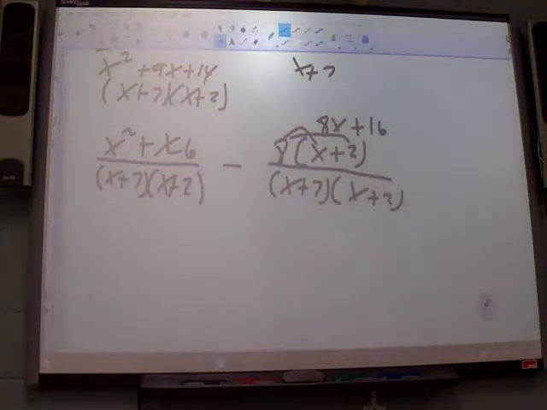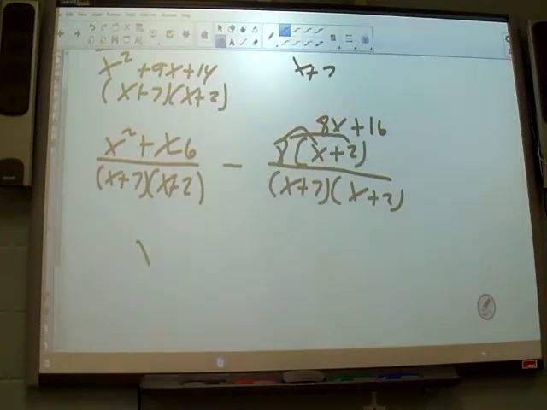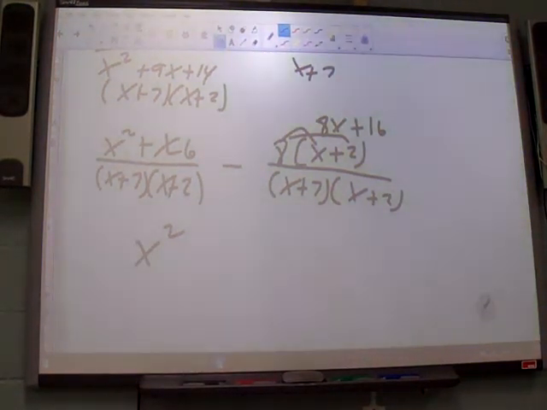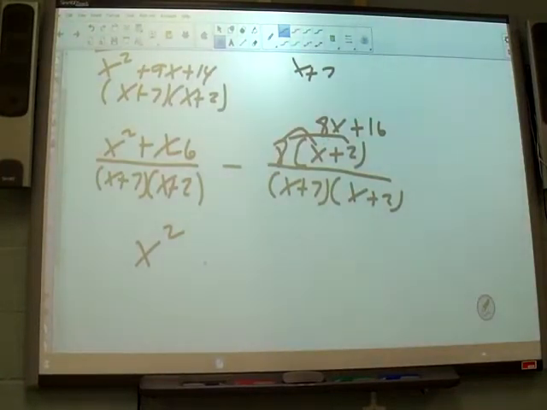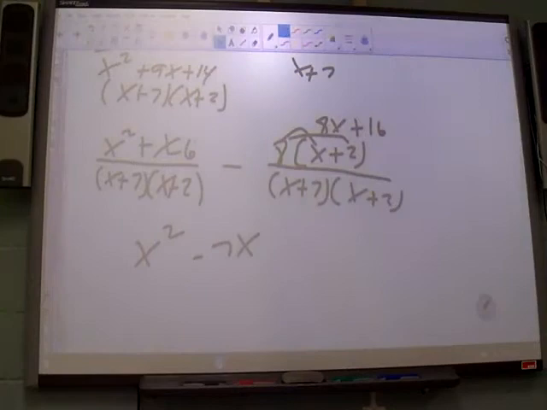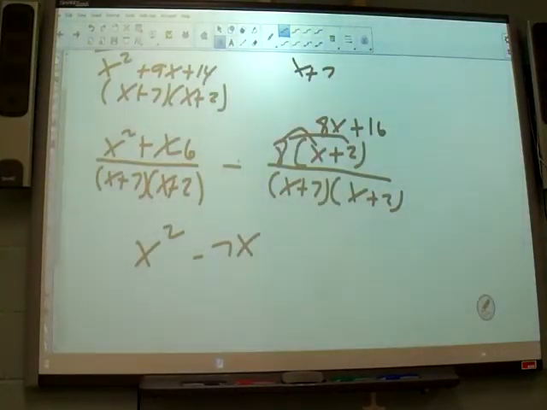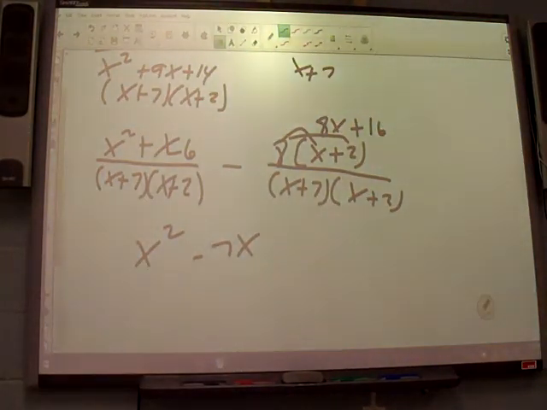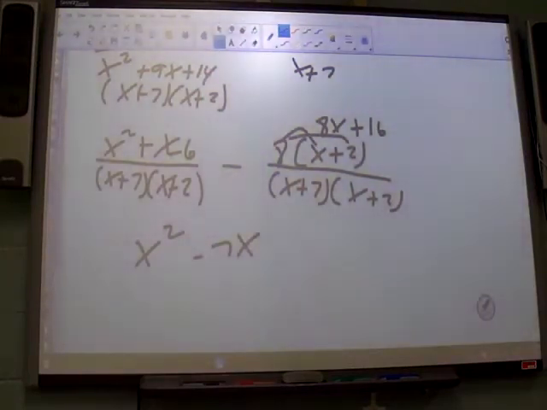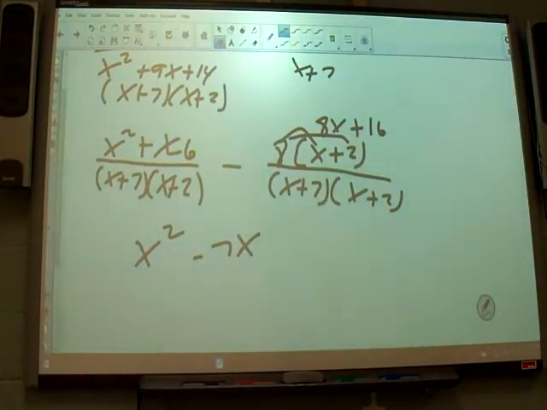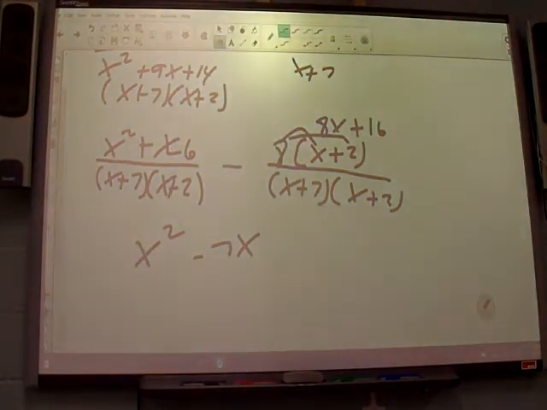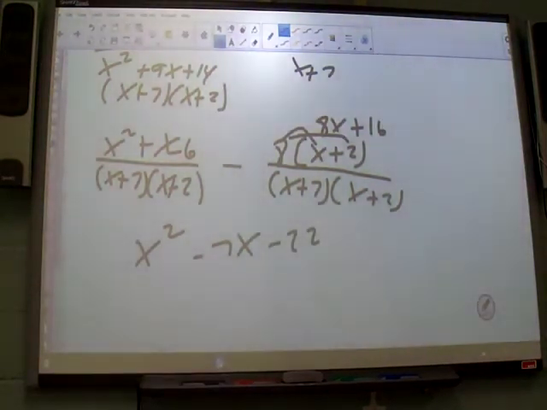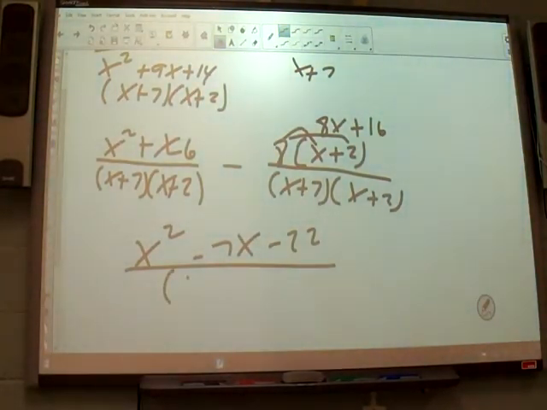I got an x squared, but there's no x squared over here, so that's just x squared minus nothing. Now I got a 1x minus an 8x. So negative 7x. Then I've got a negative 6 minus a 16. It's minus. Negative 6 minus 16. Negative 22. All over my common denominator.